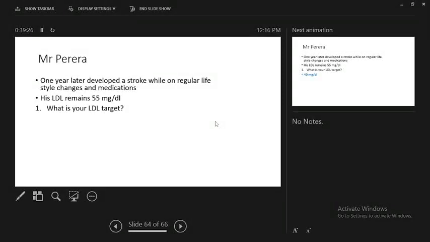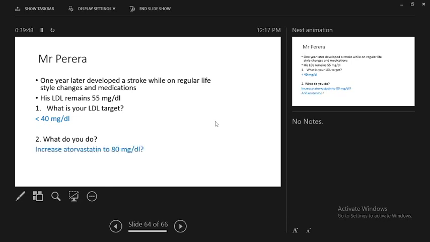So, Mr. Pereira, again, you have continued the same dose of the statin, his compliance is good, lifestyle changes are good, and the LDL remains 55, but he developed a stroke 1 year later. So, what is your LDL target now?